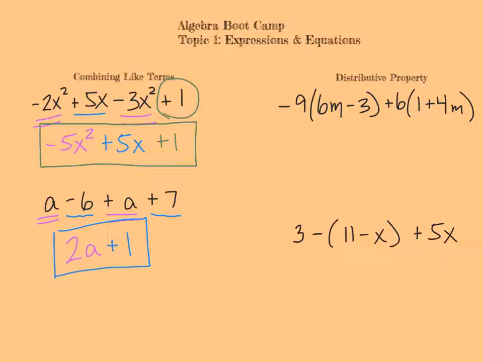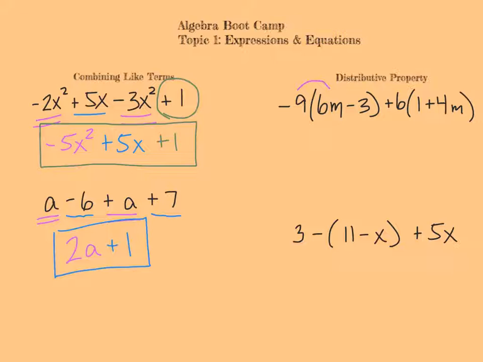All right, moving on to the distributive property. Distributive property occurs when we have parentheses with more than one term in it. So here what we're going to do is first distribute this negative 9 through both terms in the parentheses. Then we're going to distribute a positive 6 through. Then if we still need to clean up at the end, we will.